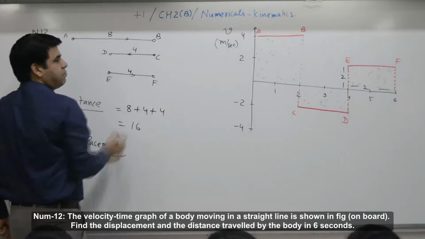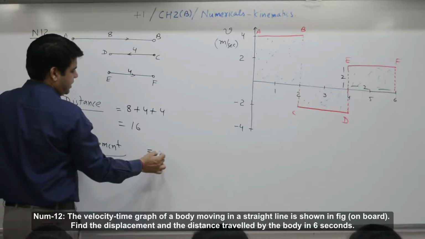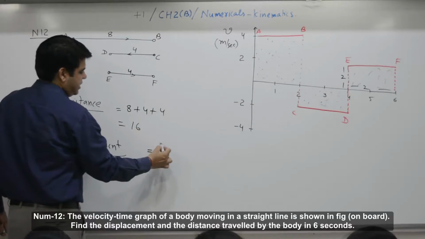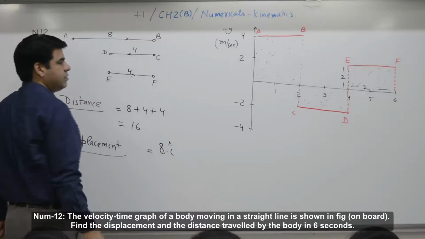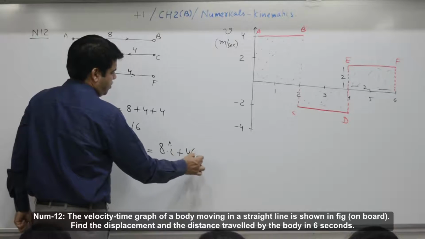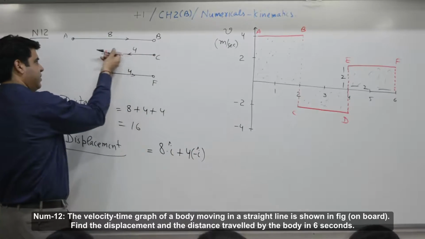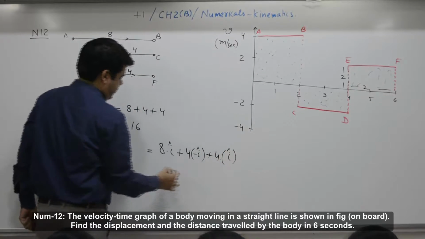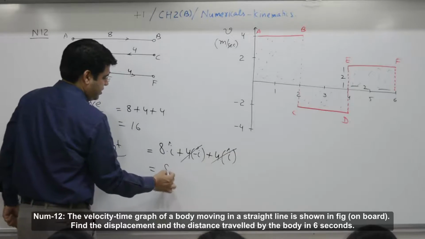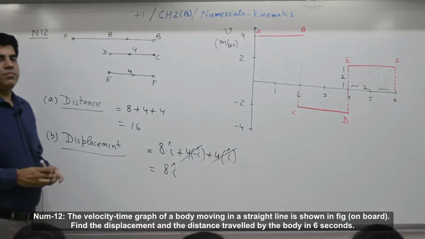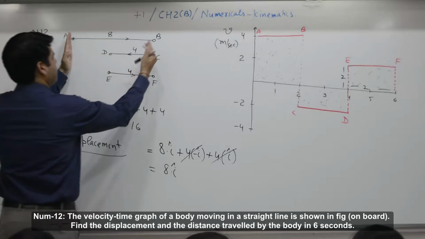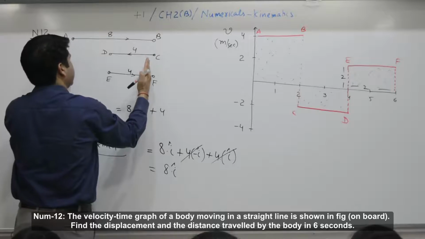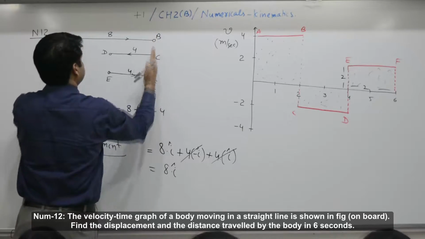Then again forward, plus. That is why for displacement, because it is a vector quantity, if you mark the horizontal direction as i, then it is 8i plus 4 minus i, because you moved backward. Again you move forward plus 4i. This 4 and 4 cancelled. Person is at what distance from the initial point? Finally the person is at F from A. What is the displacement? 8.